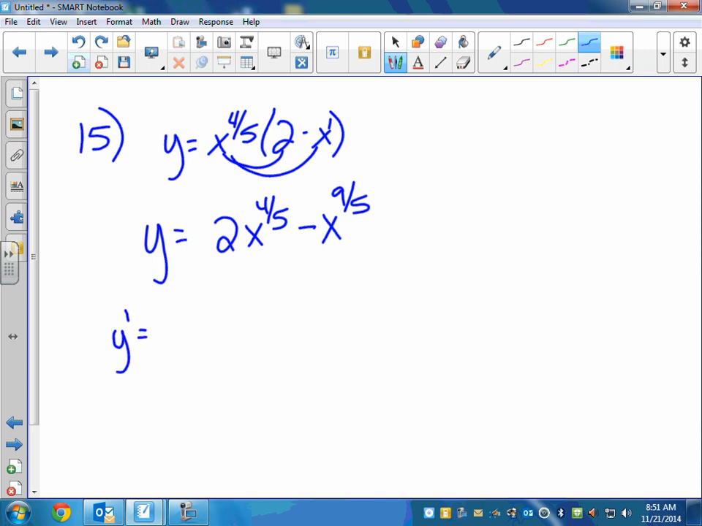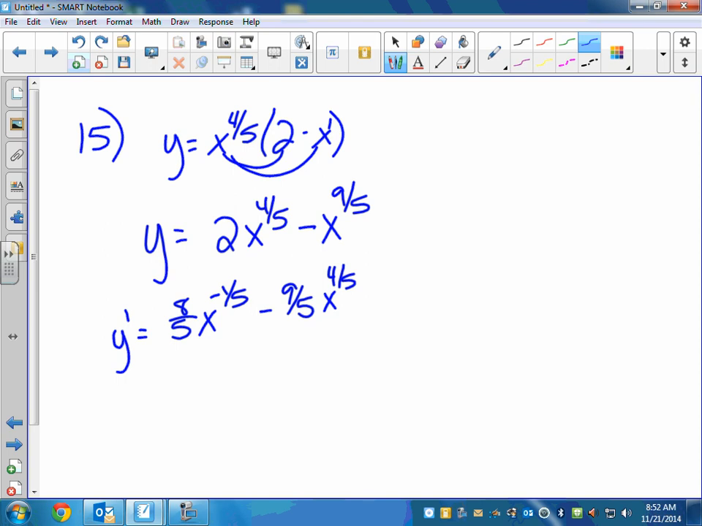If I distribute, now I can say that that's 2 times 4/5, which is really just 8/5. And if I subtract 1 from this, I get x to the negative 1/5 minus 9/5. And if I subtract 1 from that, 9/5 minus 5/5 is 4/5.